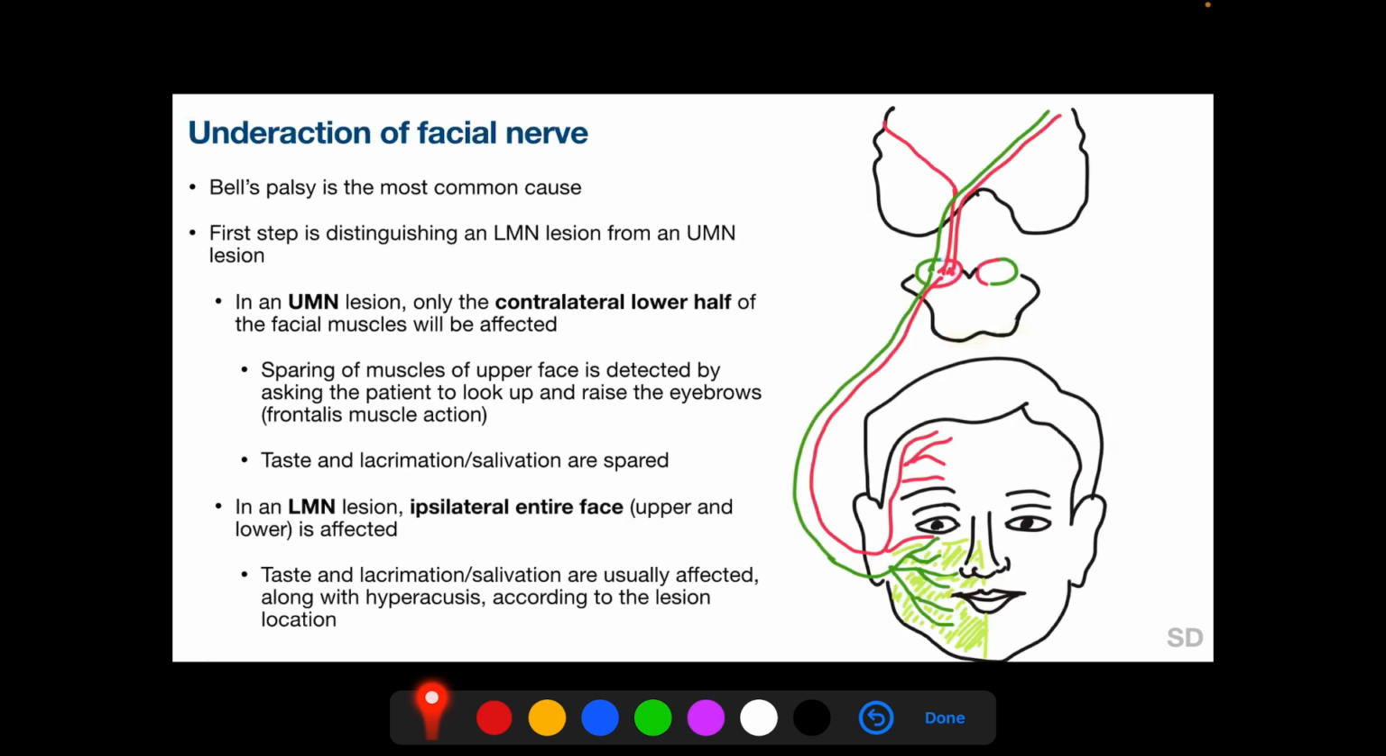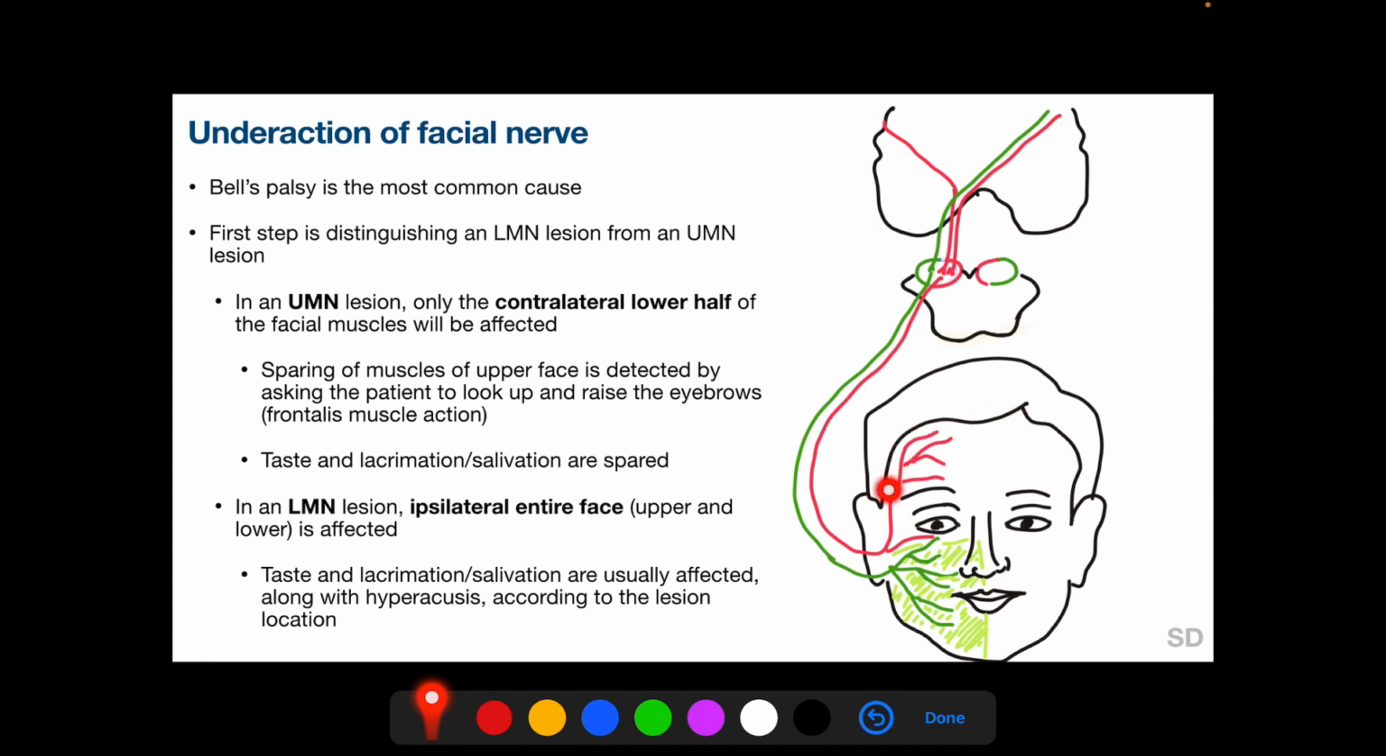We start with the disorders causing underaction of the facial nerve, and among them Bell's palsy is the most common cause of underaction of the facial nerve. When we encounter a patient with underaction of the facial nerve, the first step is to distinguish a lower motor neuron lesion from an upper motor neuron lesion.